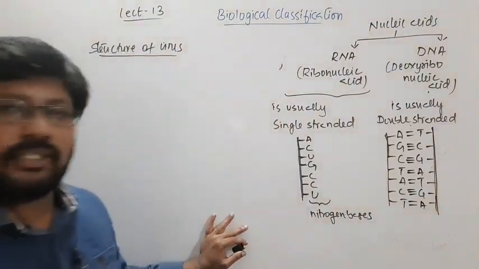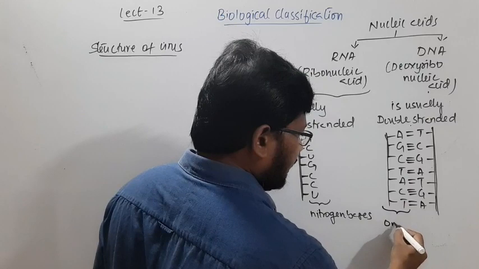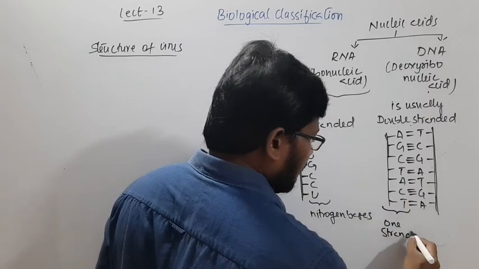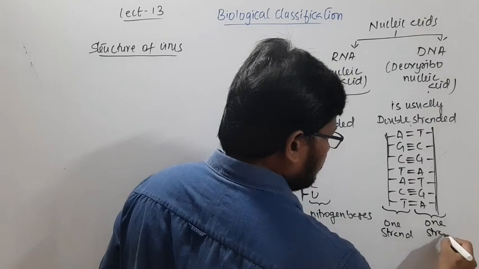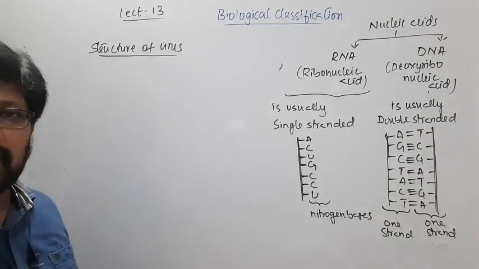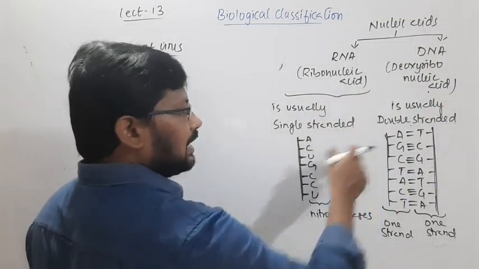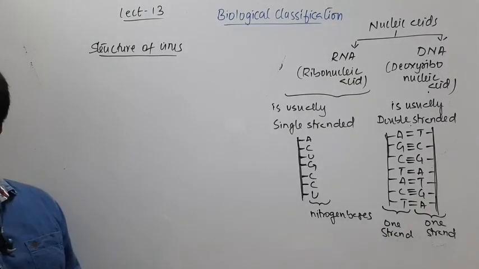So this is a double stranded. In this case this forms one strand, and this is one strand. As there are two strands, we call it double stranded. So DNAs usually are double stranded and ribonucleic acids are usually single stranded.